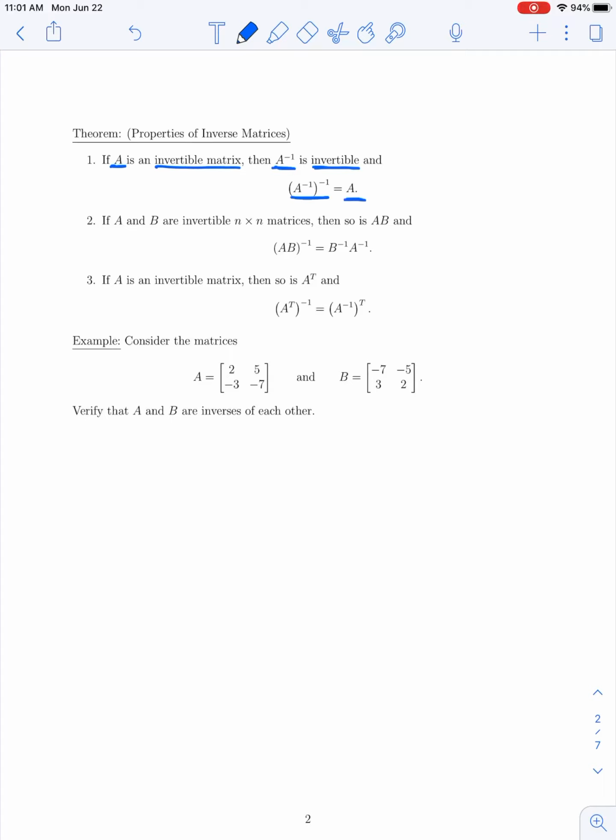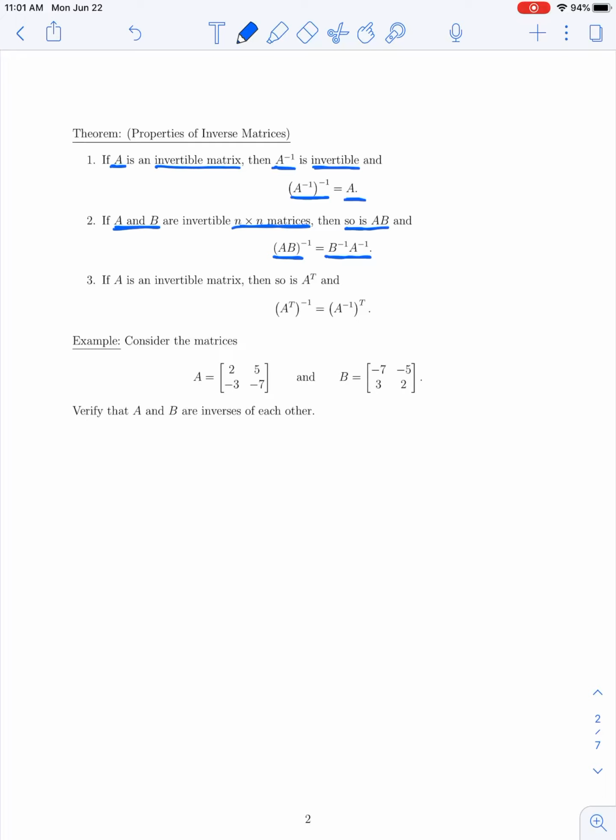Now, property number two says if A and B are invertible square matrices, then the product A times B is also invertible, and the inverse of the product A times B is equal to the product of B inverse times A inverse. So notice that the order of those factors changes here. The inverse of A times B is given by B inverse times A inverse. Recall here the order of that multiplication is important.